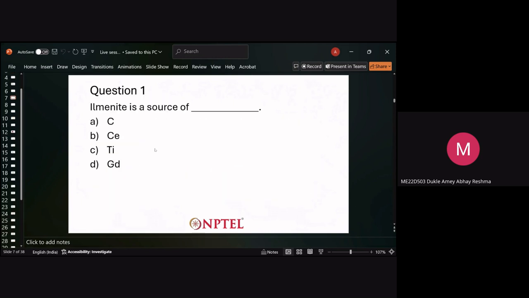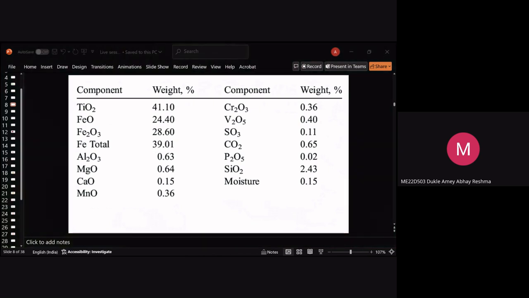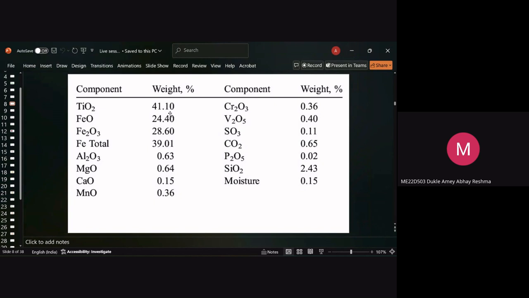So the first question is: ilmenite is the source of dash, carbon, cerium, titanium, gadolinium. So this is the composition of ilmenite. Ilmenite is a very common ore. It is used for ferrous extraction as well as titanium extraction. Titanium dioxide is 41%. Ferrous oxide and ferric oxide together come to around 39%. Then you have other trace elements, obviously.